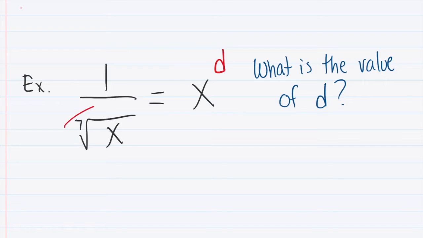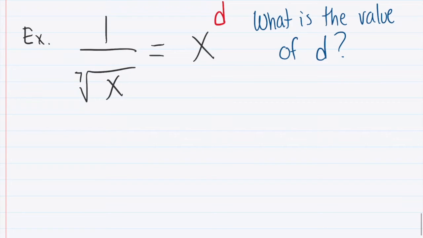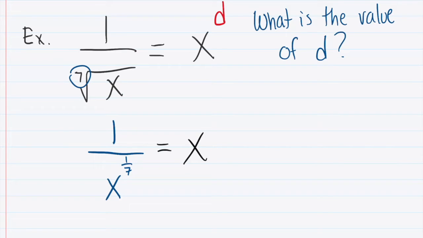Well, this one has a root. So the first thing you should do is let's get rid of the root. In a previous video, we said how we can change the root into an exponent. We could actually say x to the power of 1 over 7. That's the same thing as saying the root of 7. So let's rewrite everything. There it is. Now, we got rid of the roots. Perfect. Neither side has roots.